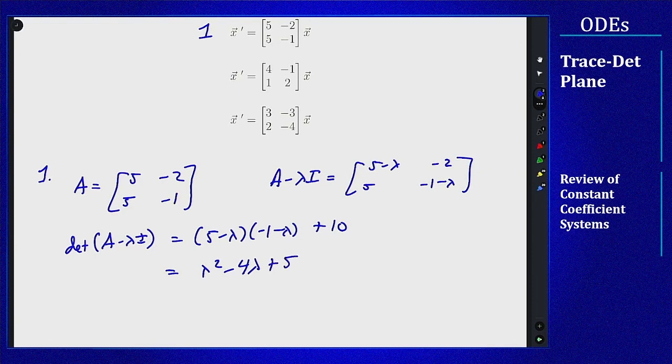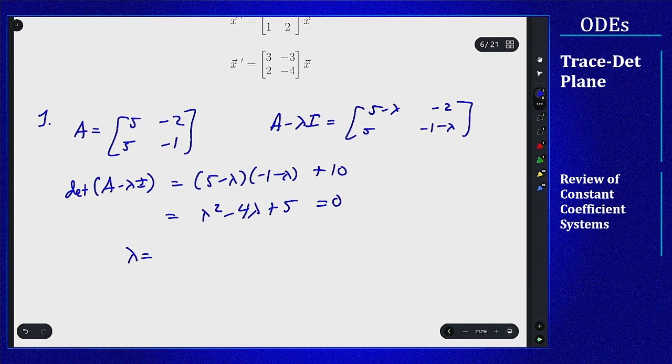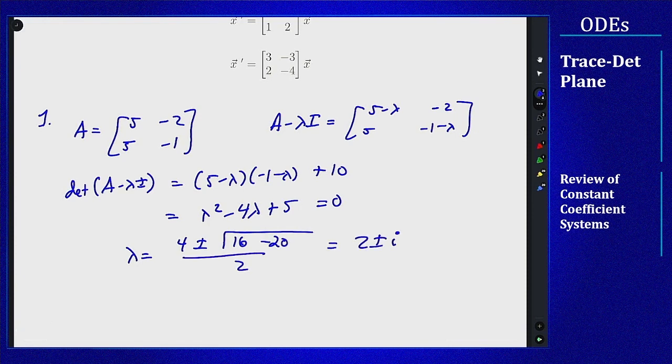This doesn't factor, but the quadratic formula will give me that lambda should equal 4 plus or minus the square root of 16 minus 20, over 2, which is 2 plus or minus i. Number one here is the complex case. So I have to find one of the eigenvectors from one of these eigenvalues. I will take the 2 plus i version.